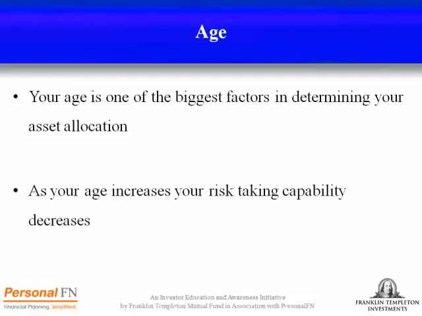Age. Your age is one of the biggest factors in determining your asset allocation. When you're young, you can take higher risk and invest into riskier asset classes such as equity. As your age increases, your risk-taking capability decreases and you become risk-averse.